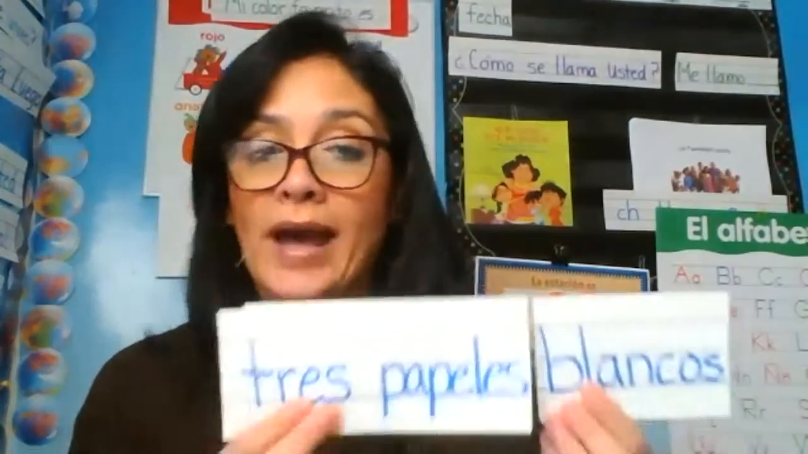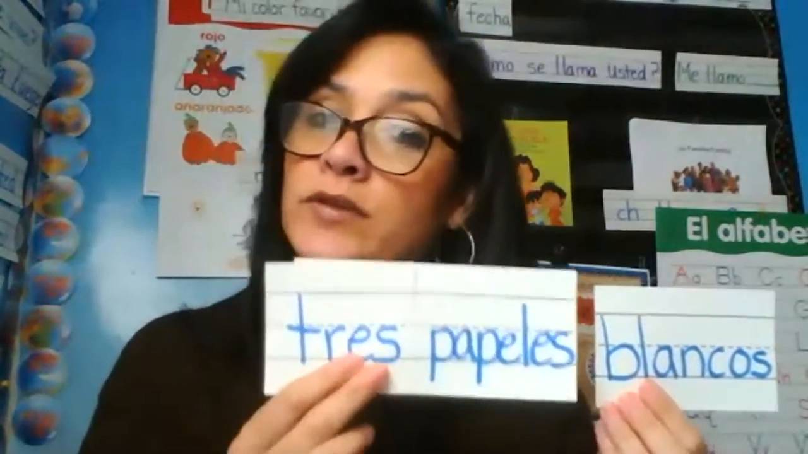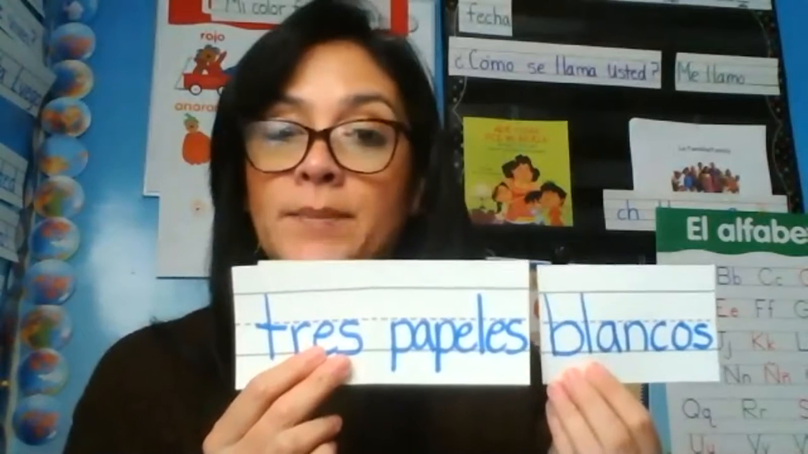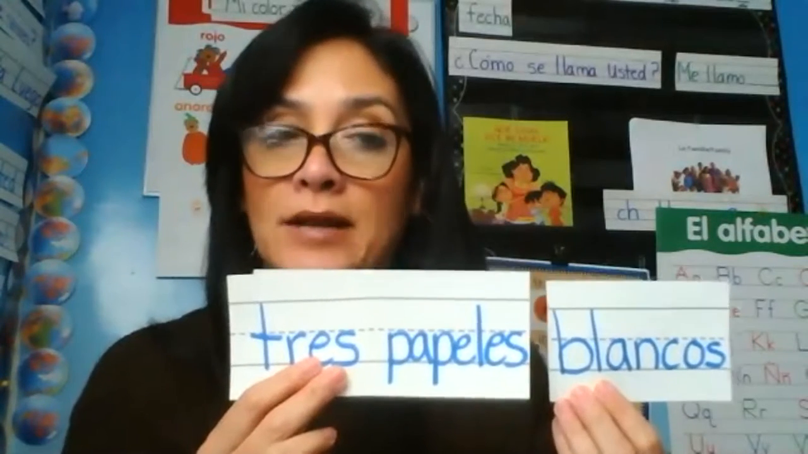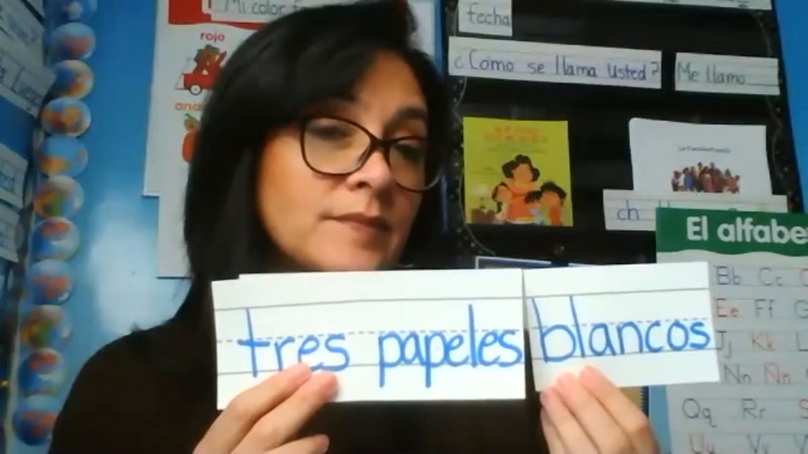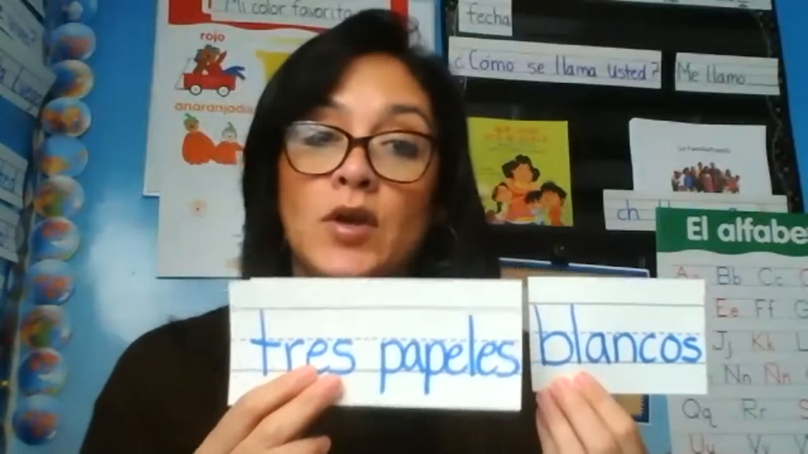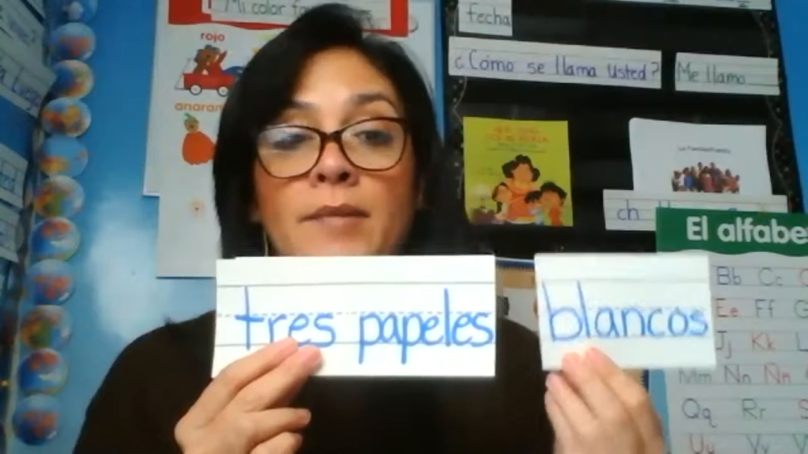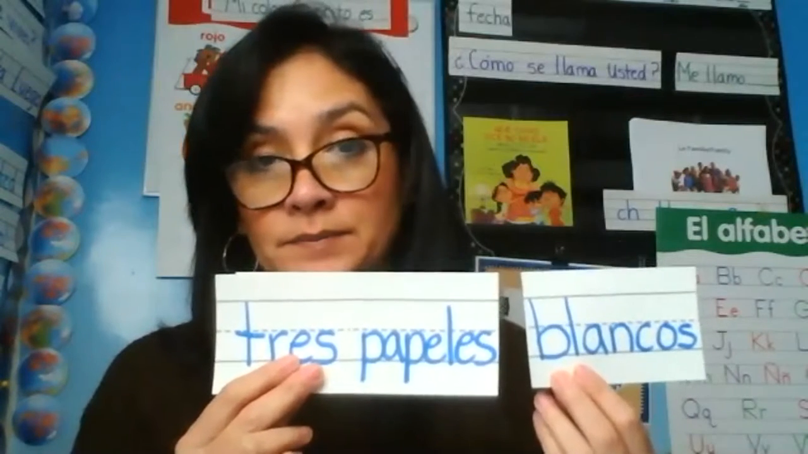What if I wanted to say 3 white papers? Numbers are adjectives, but they don't go after the noun. They stay before the noun in Spanish. 3 papeles blancos. Repite, 3 papeles blancos. Muy bien. So we keep the number before the noun and the color after the noun.